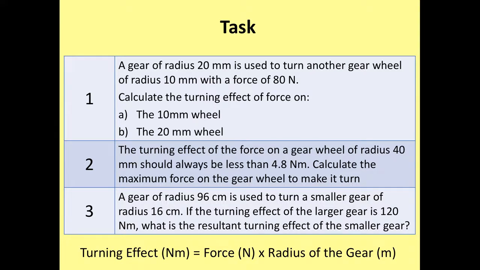And finally then, a gear of radius 96 centimeters turning a smaller gear of radius 16 centimeters. The turning effect of the larger gear is 120 Newton meters. What's the resultant turning effect of the smaller gear? So, 4 calculations, possibly 5 minutes, and you have the formula at the bottom there to help you. Do them, having paused the video, and then restart to see the answers.